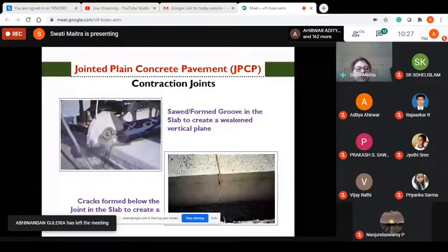If the load transfer efficiency is less, then there are several distresses at the joint: faulting, pumping, corner breaks. There are several types of distresses, and I said earlier also that joints, if not properly constructed or treated, are the location of distresses in rigid pavement. Load transfer efficiency is expressed in percentage, and it is quantified as the ratio of the deflection of the unloaded slab to the deflection of the loaded slab in percentage.